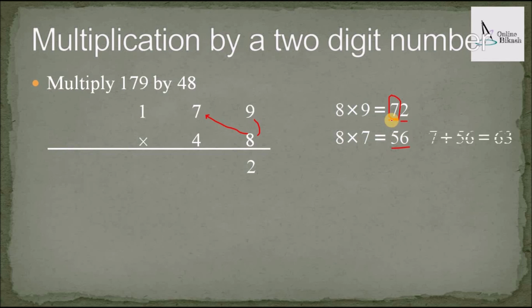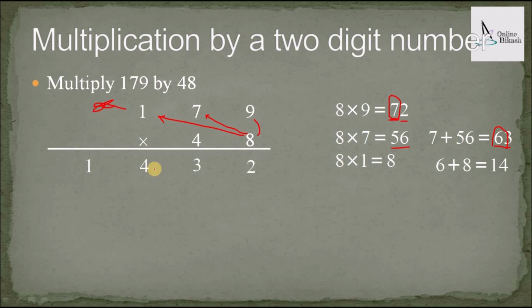So 56 plus the carry 7 is what? 63. So we will place this 3 here, and this 6 will be carried. We have already placed the 3. Now we will multiply. Remember, we have the carry 6. Now we will multiply this 8 with this 1. 8 times 1 is what? 8, and we have the carry. So 8 plus 6 is what? 14. So we will place this 14 here. Since we do not have any more numbers here, we can directly place this 14.